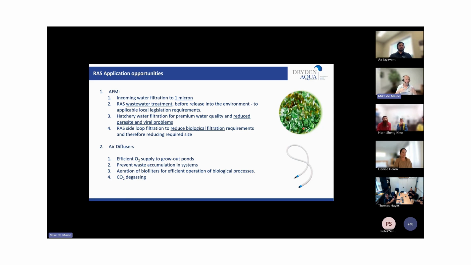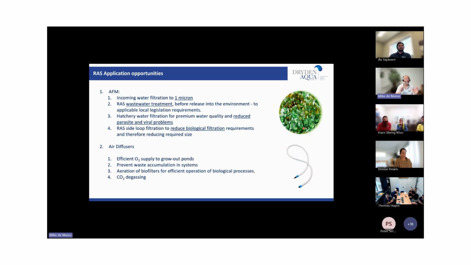So all backwash water or wastewater goes through drum filtration, then through coagulation, flocculation, and then a belt filter to remove all of those organics, and then that water after the belt filter is being filtered by AFM to be released into the environment. Okay.